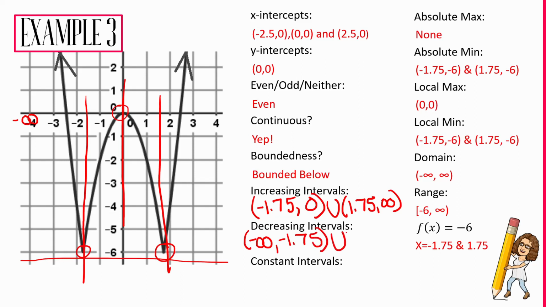And then I started decreasing again at 0. And I stopped at 1.75. No constant interval once more on our graph.